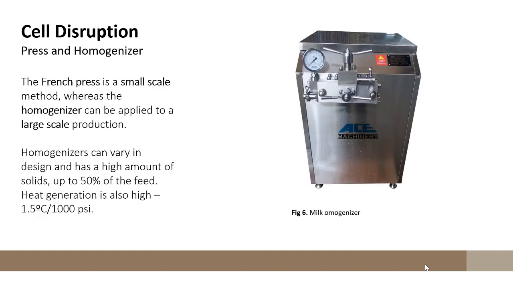The French press is a small-scale method, whereas the homogenizer can be applied to large-scale production. Homogenizers can vary in design and handle a high amount of solids, up to 50% of the feed. Heat generation is also high, around minus 1.5 degrees Celsius per 1000 PSI.